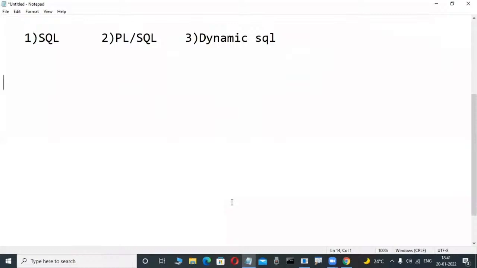From that SQL language, Oracle Corporation created its own SQL language, which is called Oracle SQL. That's why SQL is an ANSI standard language, conceptually the same in every database.